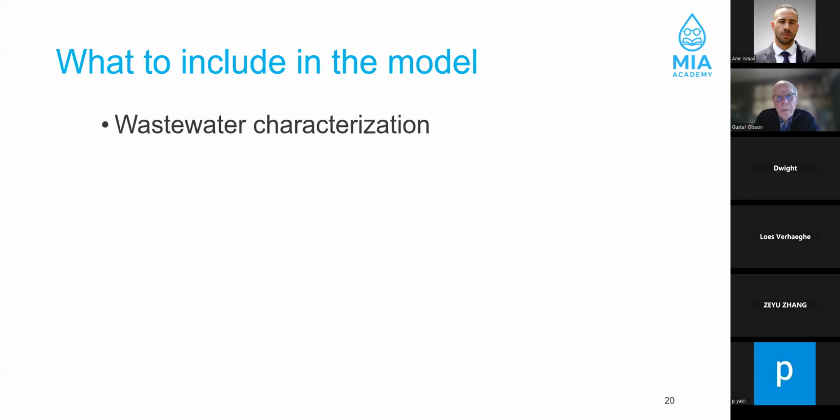Now, what should be included in a model? Well, first of all, we need the wastewater characterization. In other words, what are the different components of substrates, and are there any organisms in the wastewater? That has to be known in order to have a good description of what's going on. Then, of course, we set up the concentration mass balances for all the biomass, for all the different substrates.